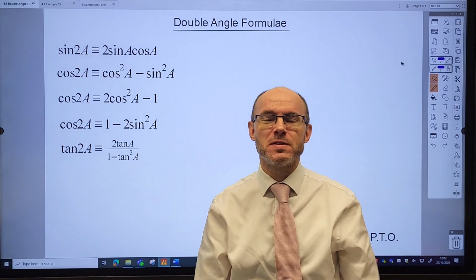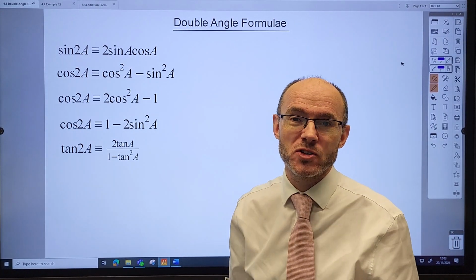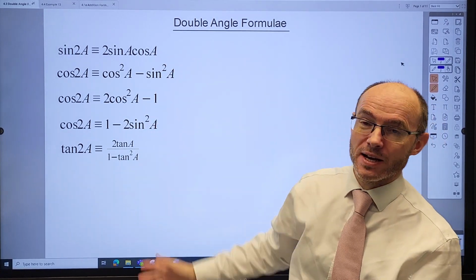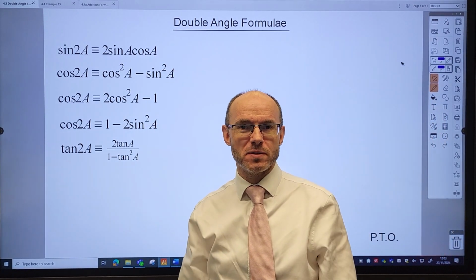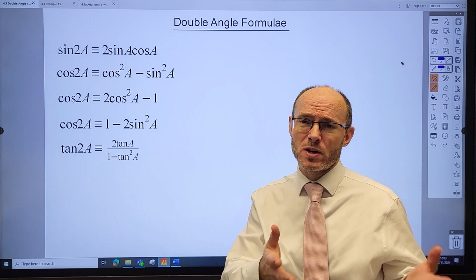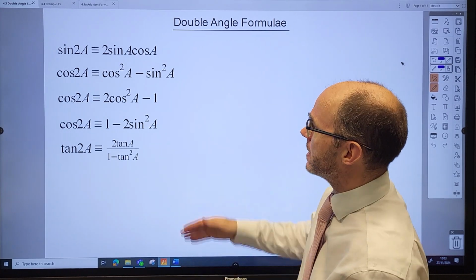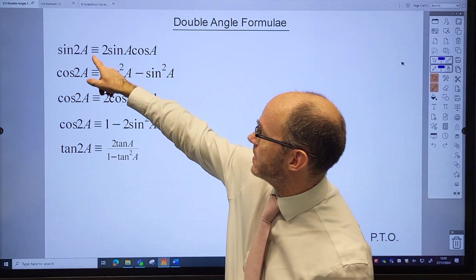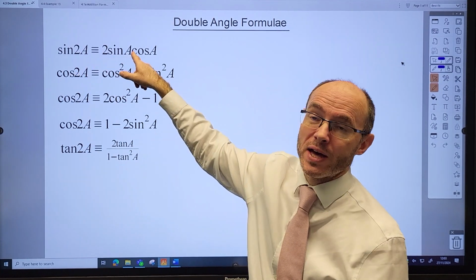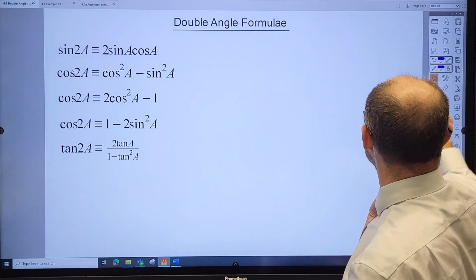Right, so you tune into hopefully double angle formulae with trigonometry. So here they are, and if you're lucky enough, you get them in a formula book. If not, then I'm sure you can look them up, or you just got to memorise them. Here they are, so called because this angle here, 2A, is double that angle there. Just give me a quick example of how that works.